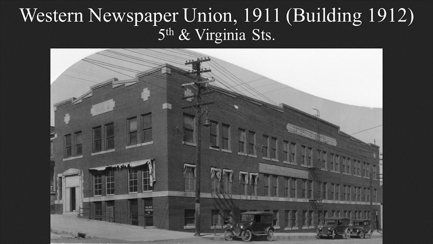The Western Newspaper Union opened an outlet in Sioux City in 1911. The building you see here was built in 1912 at 5th and Virginia Streets.